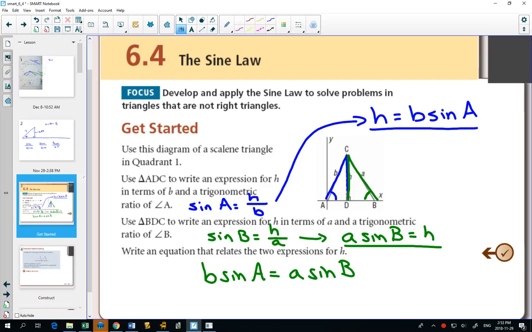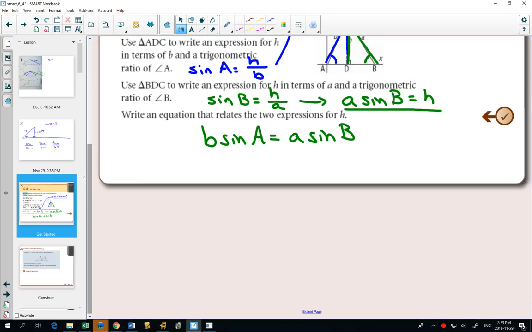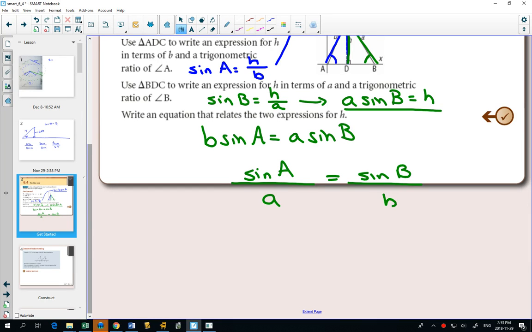What we just created here, and what often happens in the sine law, is they divide it even further. If I divide both sides by A, can you see that this side would be sine A and there would be an A on the bottom? And if I divided both sides by B, there would be a B on the bottom. Sine of A over A is equal to sine of B over B. And we just created an equation for a triangle, and we took H out of the triangle now.